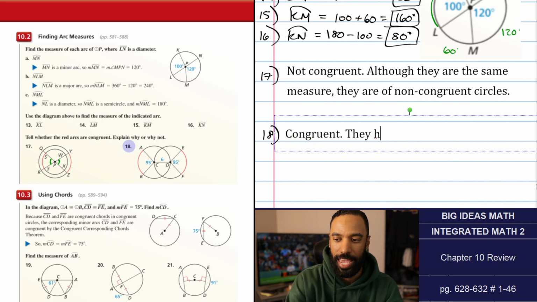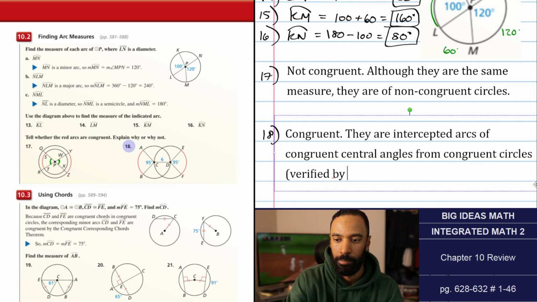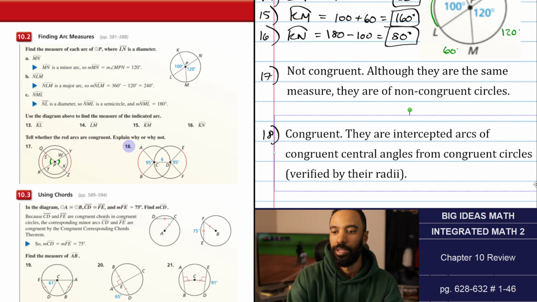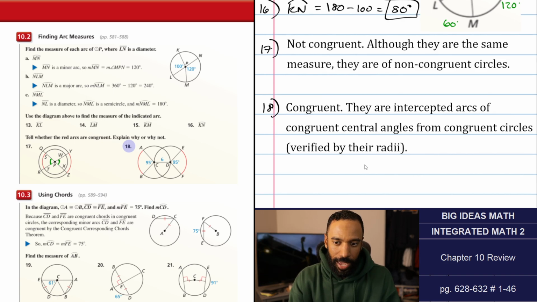They are intercepted arcs of congruent central angles from congruent circles, verified by their radii. So they have a radius of 6 each, therefore the circles are congruent, and so on. All right, let's keep going forward.